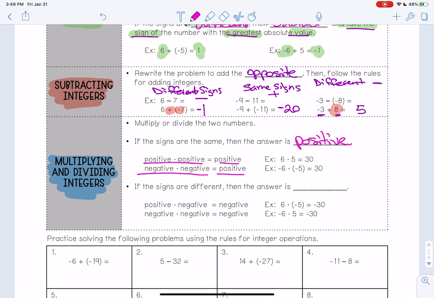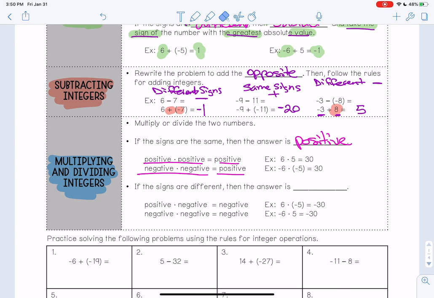Okay, so the example we have here is a positive 6 times a positive 5 gives you a positive 30. A negative 6 times a negative 5 also gives you a positive 30. So a positive times a positive equals a positive. A negative times a negative equals a positive. This is also true for division. So remember, the rules for multiplication and division are the same for integers.